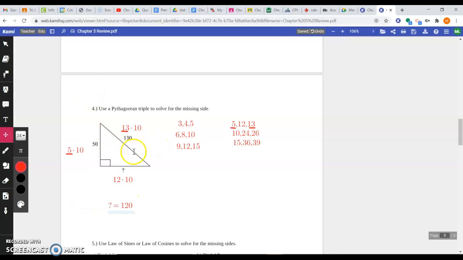So the key here is just getting better at finding the pattern. If you are uncomfortable finding the pattern, you can always use the Pythagorean theorem, a squared plus b squared equals c squared, and you could have come up with 120 that way. But this can be quicker if you notice that this was 5 times 10, this is 13 times 10, so the last one must be 12 times 10.